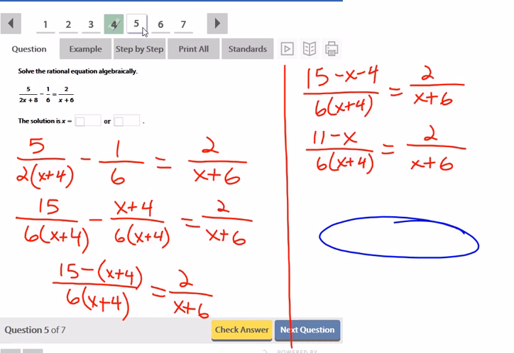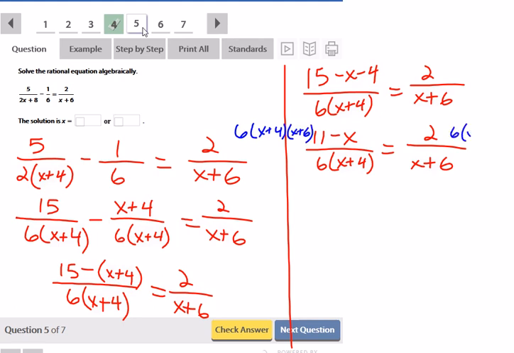The LCD there would be the 6, the x plus 4, and the x plus 6. I need all of them. 6 times x plus 4 times x plus 6, multiply over here, 6 times x plus 4 times x plus 6. On this side, I can cancel out the 6 and the x plus 4, but the x plus 6 stays around. On this side, I can cancel out the x plus 6, but the 6 and the x plus 4 stick around. So I have x plus 6 times 11 minus x is equal to 12 times x plus 4.